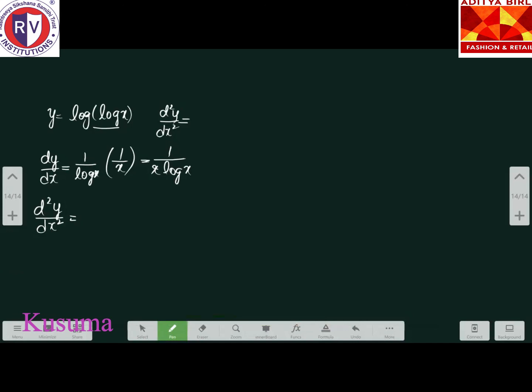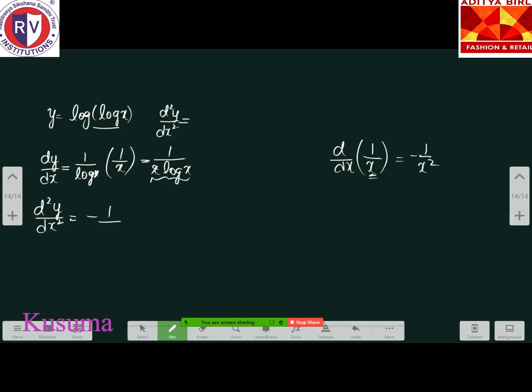Minus 1 by x. Yes. So this is of the form 1 by x. d by dx of 1 by x will be minus 1 by x square. But x is what? Here, x log x. We have to further differentiate it. So this is the product of terms. Further we will make use of product rule.